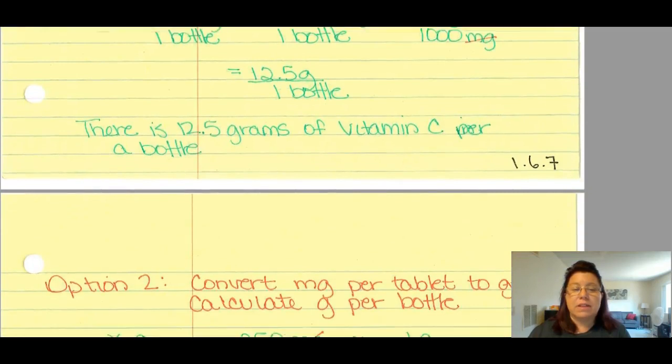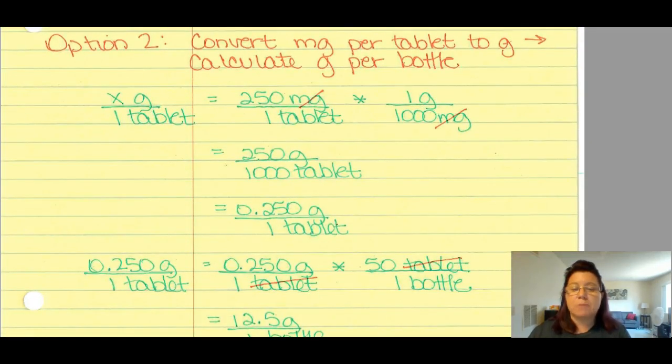Now, that's method one. Our second option is to figure out how many grams per tablet, and then multiply the tablet by how many tablets I have in a bottle. Okay, so I don't know how many grams there are per tablet. 250 milligrams per tablet times 1 gram per 1,000 milligrams. That will give me 250 grams per 1,000 tablets, or 0.25 grams per tablet.